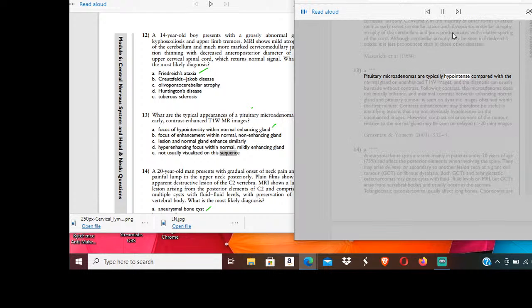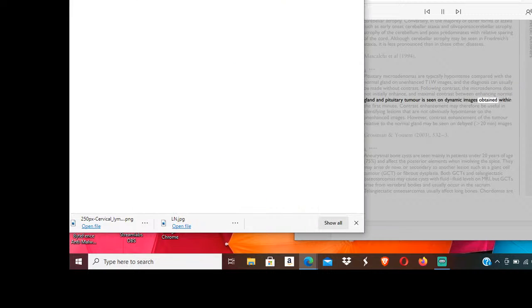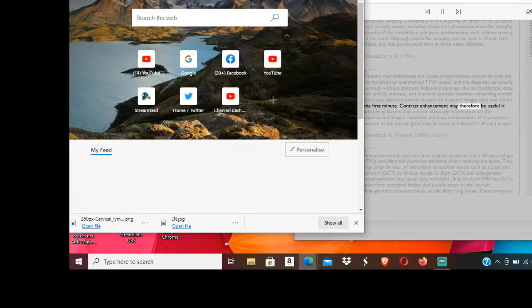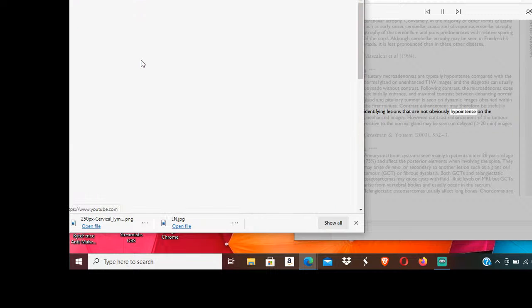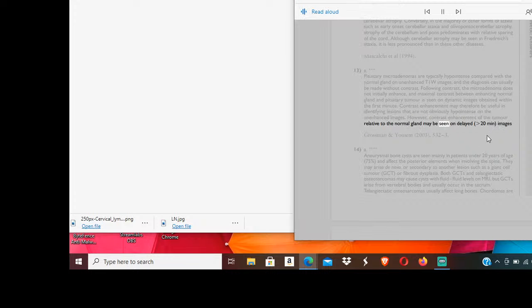Pituitary microadenomas are typically hypointense compared with the normal gland on unenhanced T1W images, and the diagnosis can usually be made without contrast. Following contrast, the microadenoma does not initially enhance, and maximal contrast between enhancing normal gland and pituitary tumor is seen on dynamic images obtained within the first minute. Contrast enhancement may therefore be useful in identifying lesions that are not obviously hypointense on the unenhanced images. However, contrast enhancement of the tumor relative to the normal gland may be seen on delayed 10-20 minute images. Grossman and Yousem, 2003, 532-3.